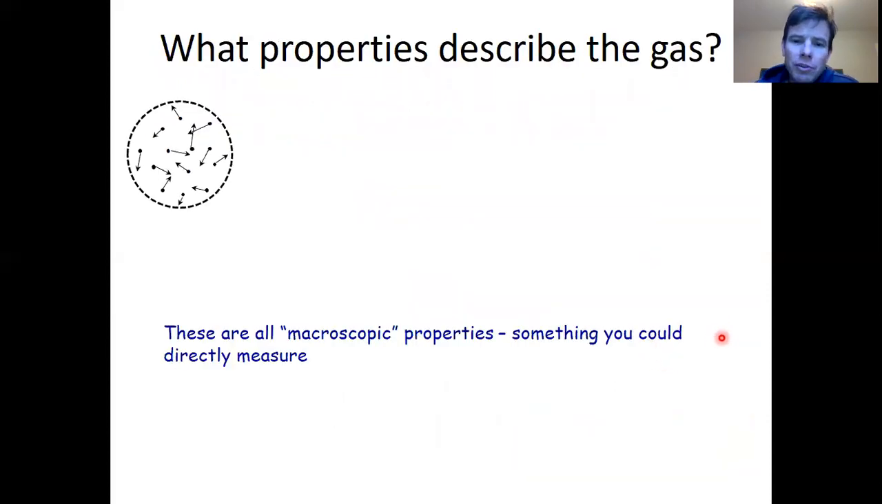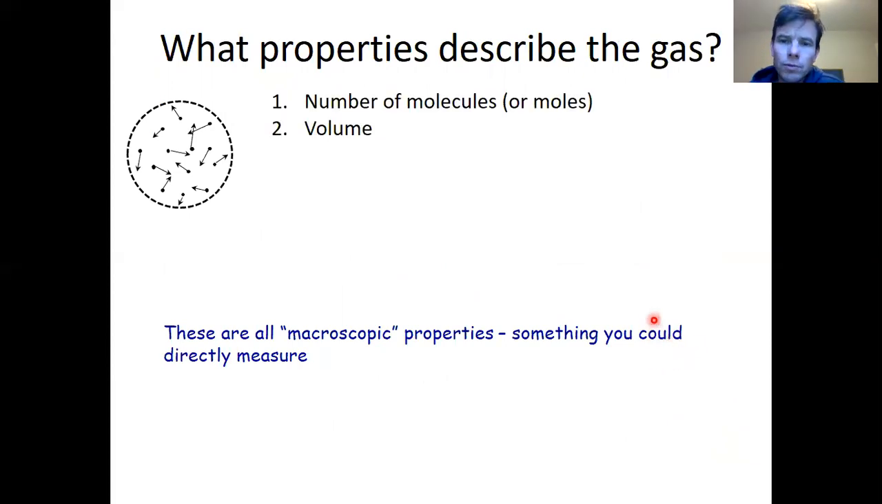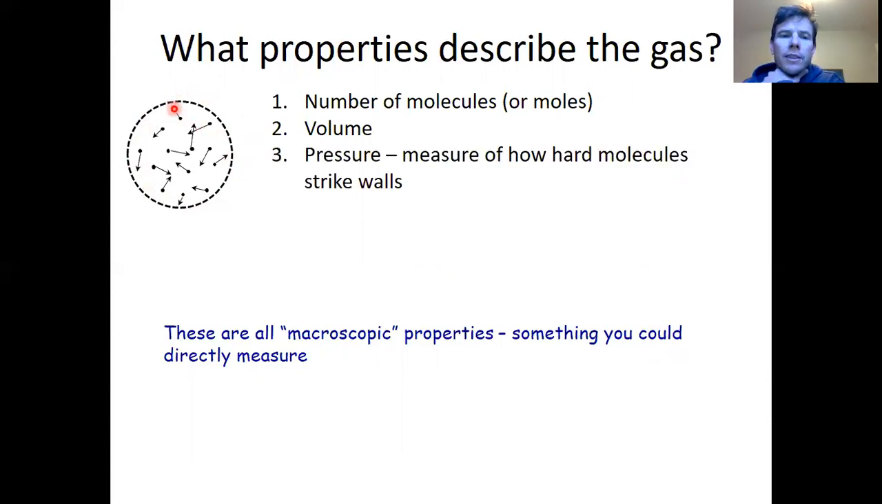All right, what properties describe a gas? These should all be things that you may know and love, or that you could guess from the ideal gas law. So the first would simply be the number of molecules or moles of stuff that are there. The second is the volume that this gas is taking up. Third one is the pressure. And when you think about pressure, what you should really be thinking about is a measure of how hard these molecules are whacking the walls, right?